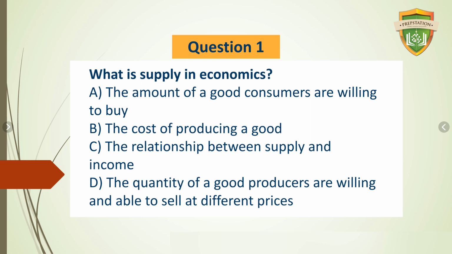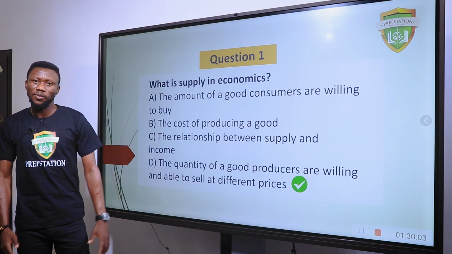So is it the amount of a good consumers are willing to buy? Is it the cost of producing one commodity? Is it the relationship between supply and income? Is it the quantity of a good producers are willing and able to sell at different prices? Not because it's the longest thing there, but it's the correct one.